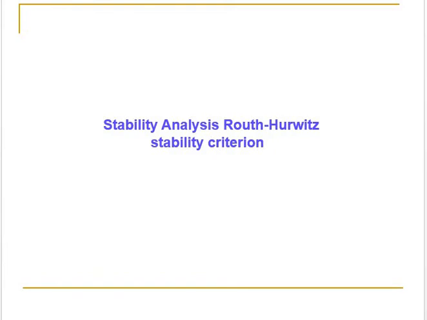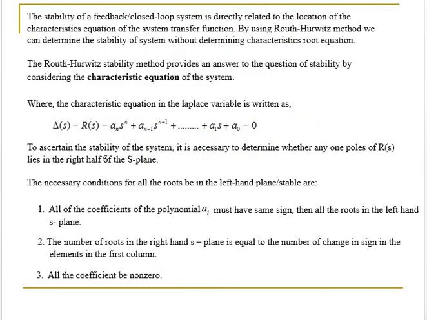Okay, now we study stability analysis using the Routh-Hurwitz stability criterion. The stability of a feedback or closed-loop system is directly related to the location of the roots of the characteristic equation of the system transfer function. By using the Routh-Hurwitz method, we can determine the stability of the system without solving for the roots of the characteristic equation.